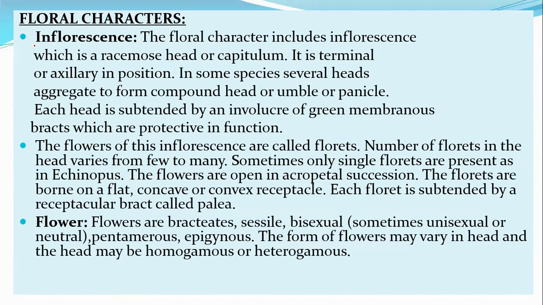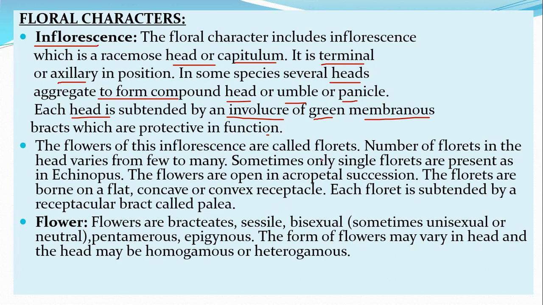While talking about reproductive characters, inflorescence: what type of inflorescence is seen in the family Asteraceae? Head or capitulum type of inflorescence, mostly found at the tip of the stem and the branches, or in the axil of the leaves, so it is called axillary. In some species several heads aggregate to form compound heads, or umbel or panicle type of inflorescence. The head is surrounded by a whorl of bracts called the involucre. The involucre is green in color, membranous, and the bracts are protective in function.